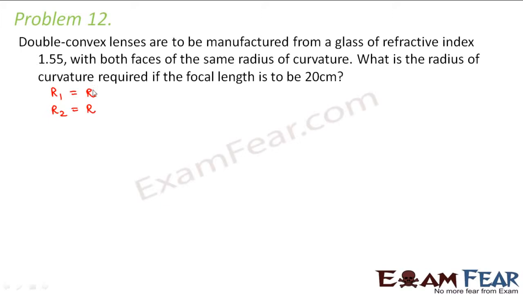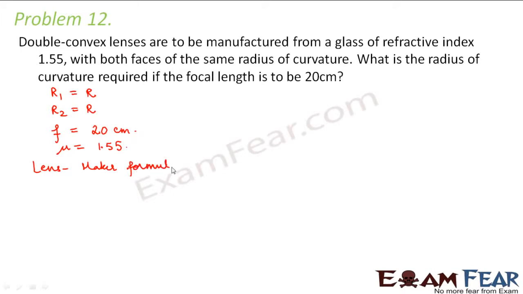That means R1 and R2 both are equal to R. And the lens which you will form, the focal length of that lens should be 20 centimeters. So you have to calculate the radius of curvature required for that. It is also given that the refractive index of the material, that is glass, is 1.55. So in this case, we will apply the lens maker formula.